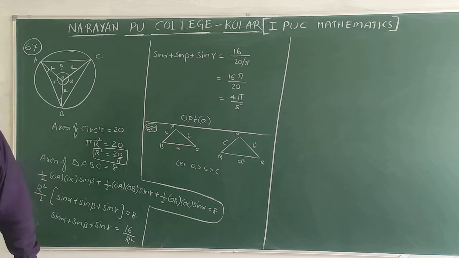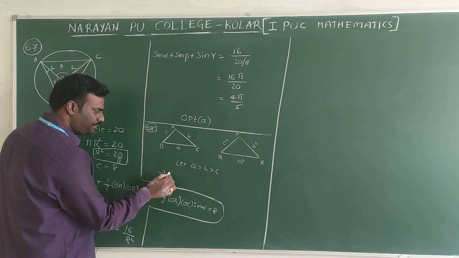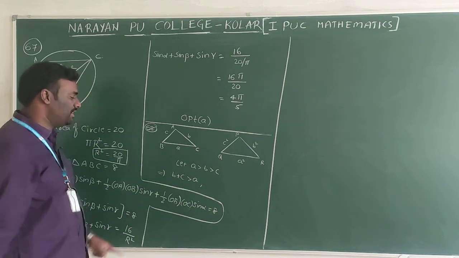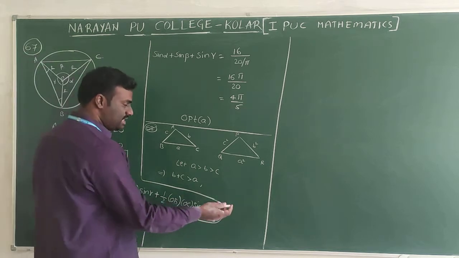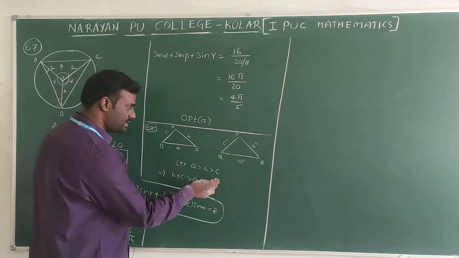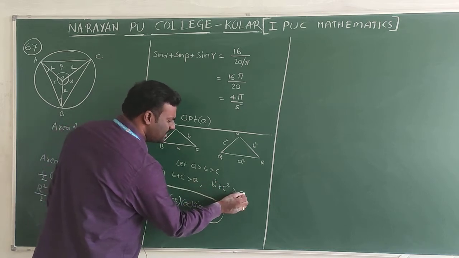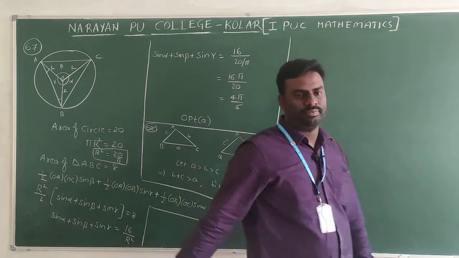According to this, what do we need to find? We need to find the nature. From this, we can write B plus C is always greater than A. It is given in the condition. The sum of two sides is greater than the other side. Next here, B square plus C square is greater than A square. These two conditions are given in the question.